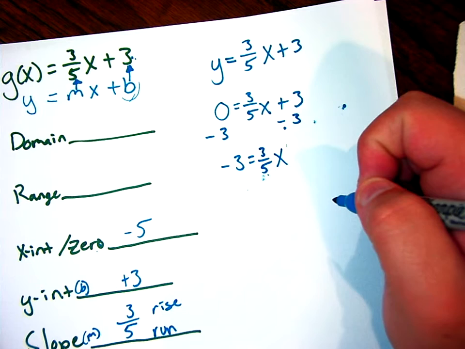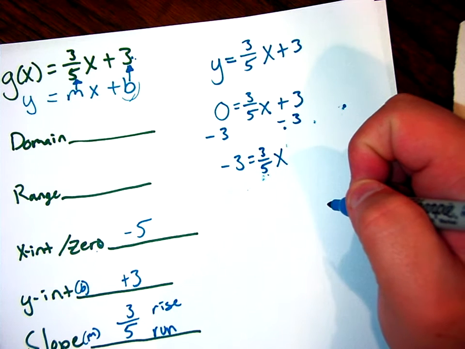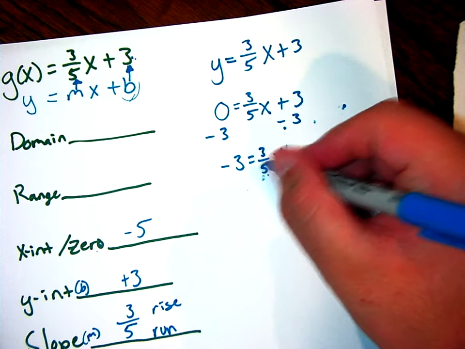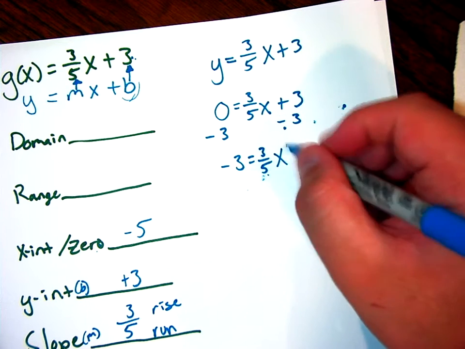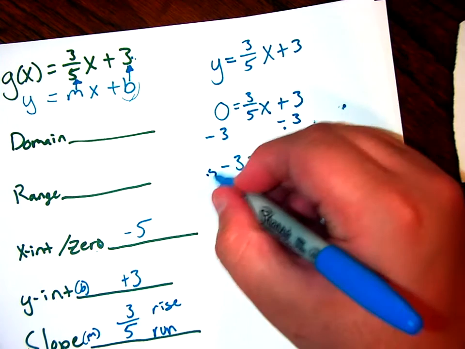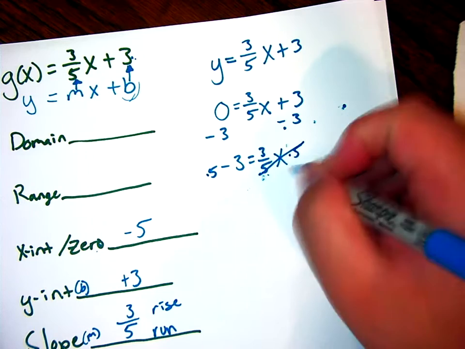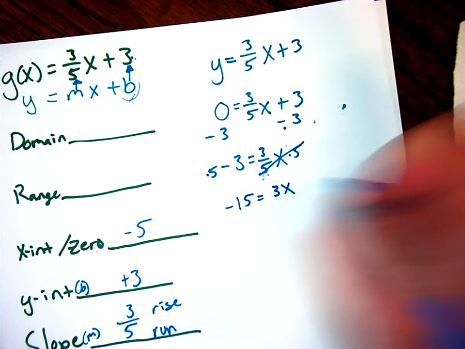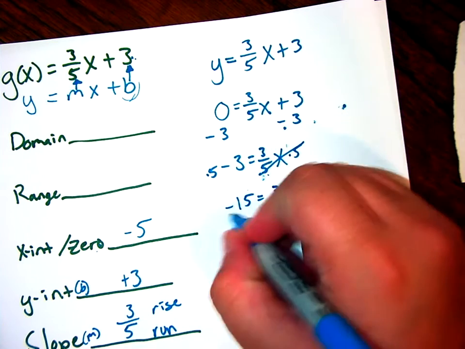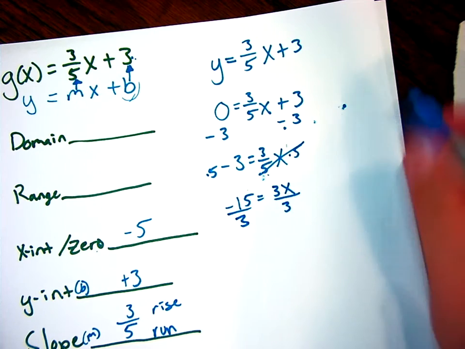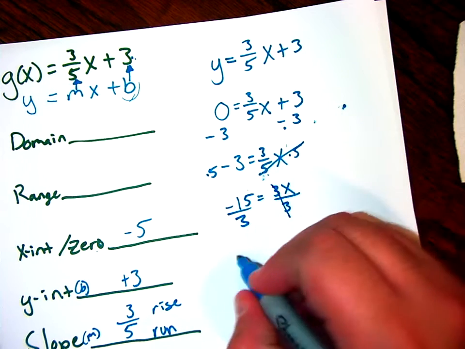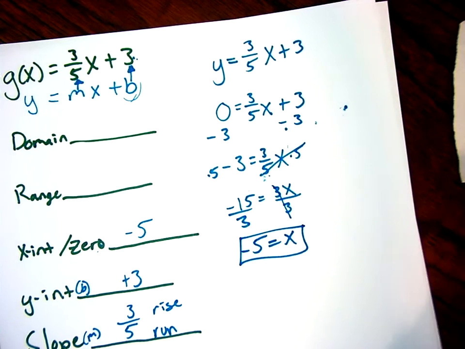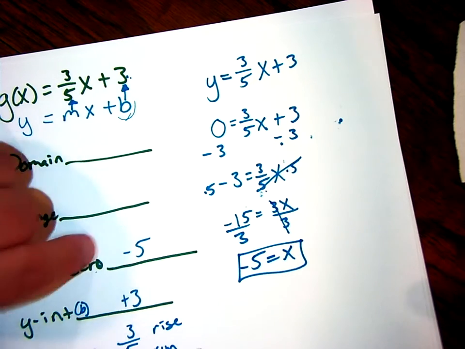Now I have to get rid of this denominator first. So I'm going to multiply both sides by 5, and that's going to cancel those 5s. So that's going to be negative 15 equals 3x. And then divide both sides by 3, and that's going to give me negative 5 equals x. So there's my x-intercept. We get the same thing.